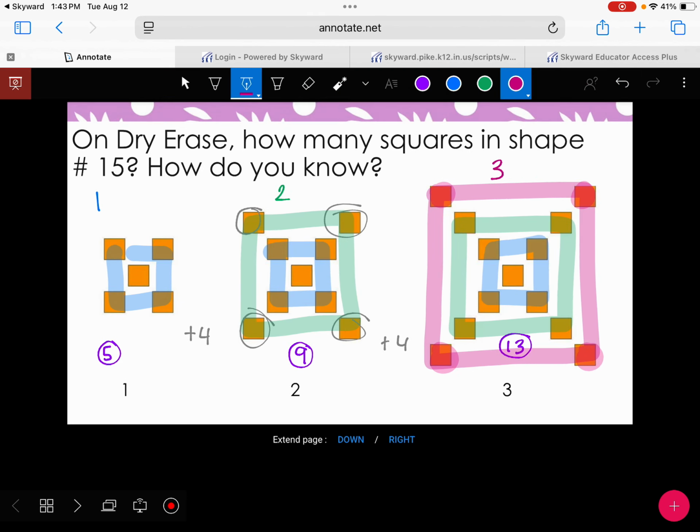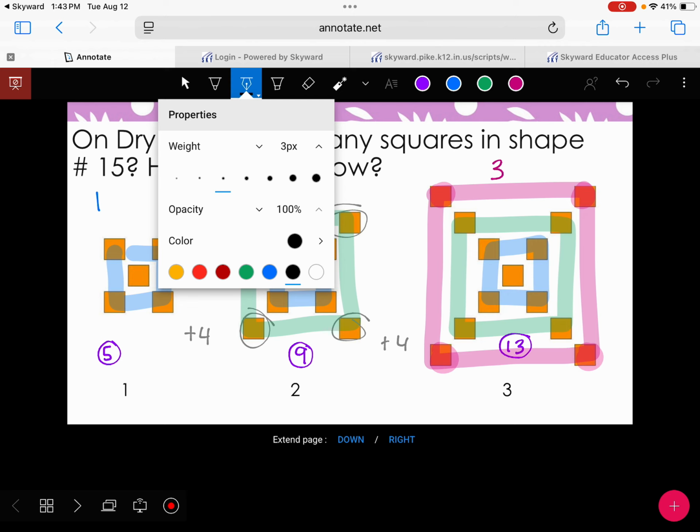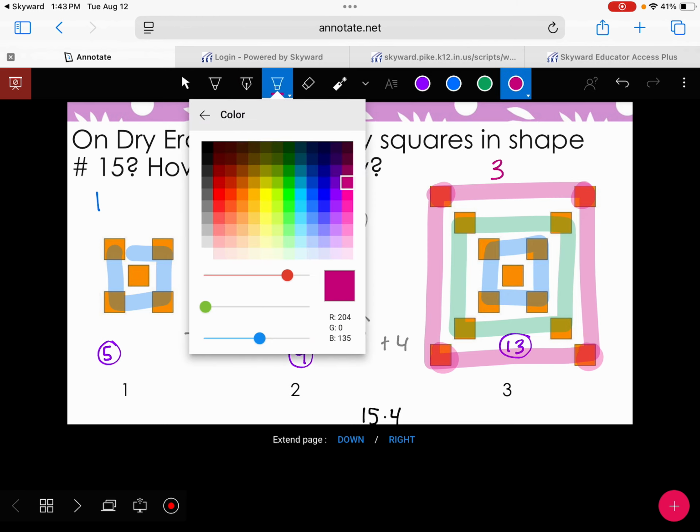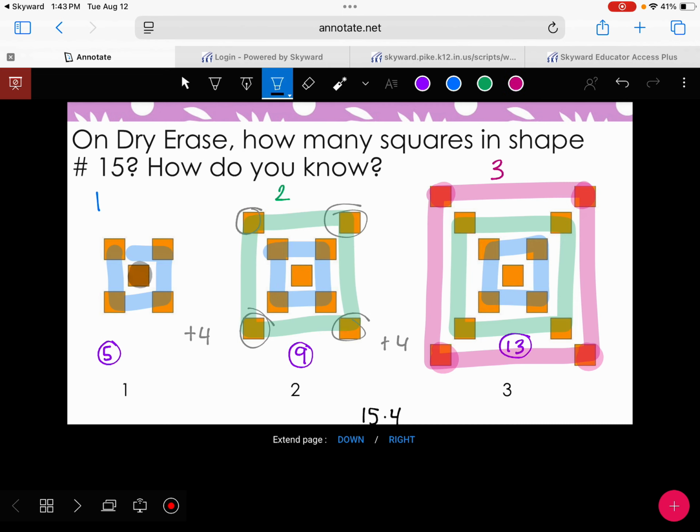So when it comes to pattern number 15, how many sets of 4 is it going to have? 15 sets of 4. Times 4. And then we've got that loose guy in the middle. The one piece I didn't highlight or mark on was this guy in the middle. So that little guy needs to be added in. So we're going to have our 15 times 4 plus 1. So pattern 15 has what? How many? What is 15 sets of 4 and one more?